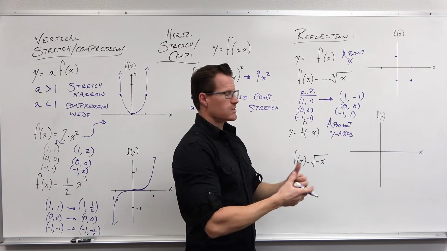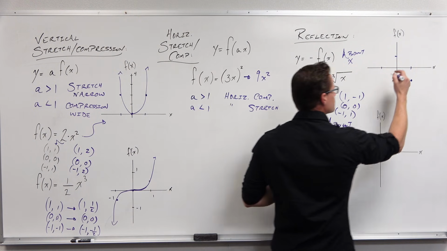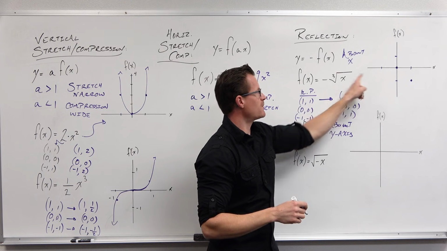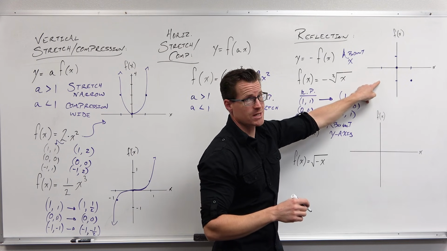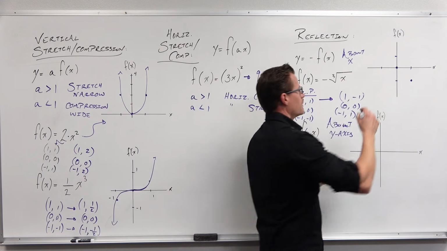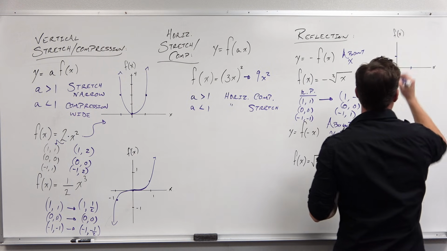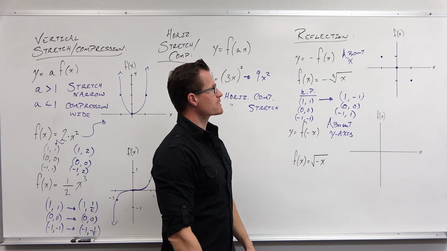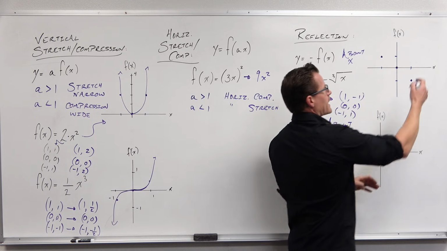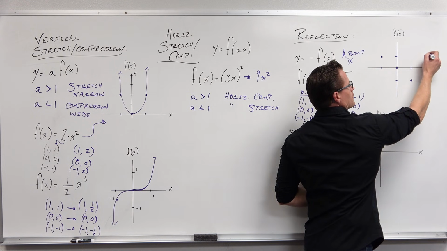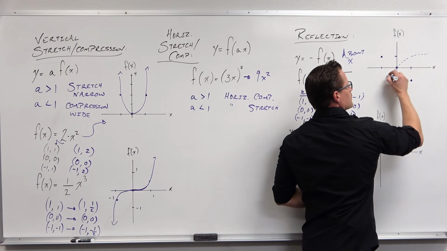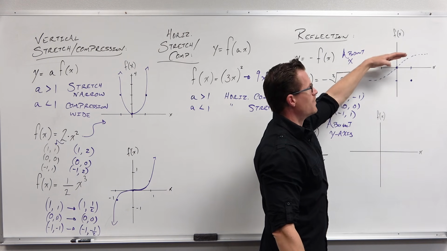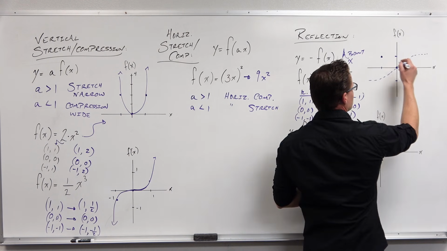0, 0 didn't change. It's not going to change for any of these. -1, -1 is what you normally had. It's to change your output. -1, don't change the input. -1, +1. So what's going on? We would normally have this graph. But now it has reflected it about the x-axis.